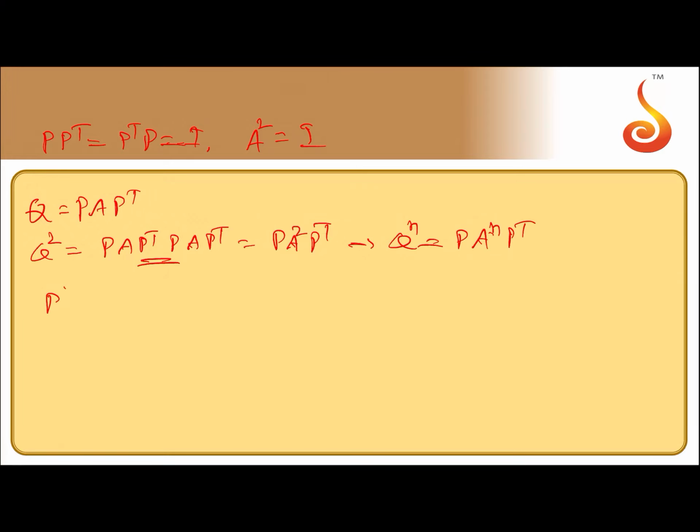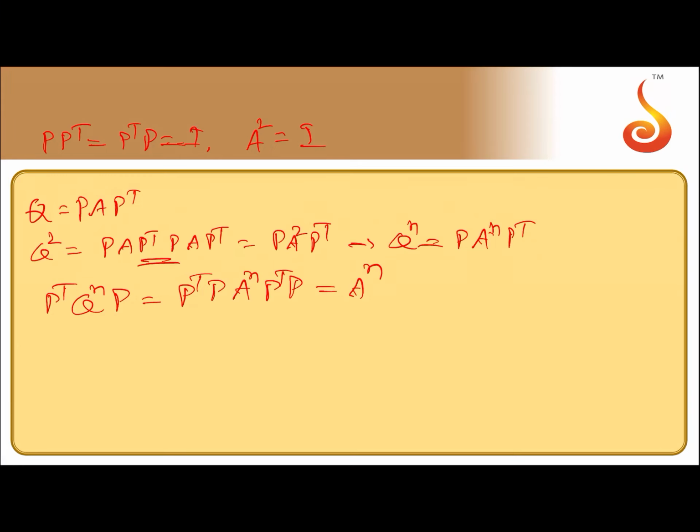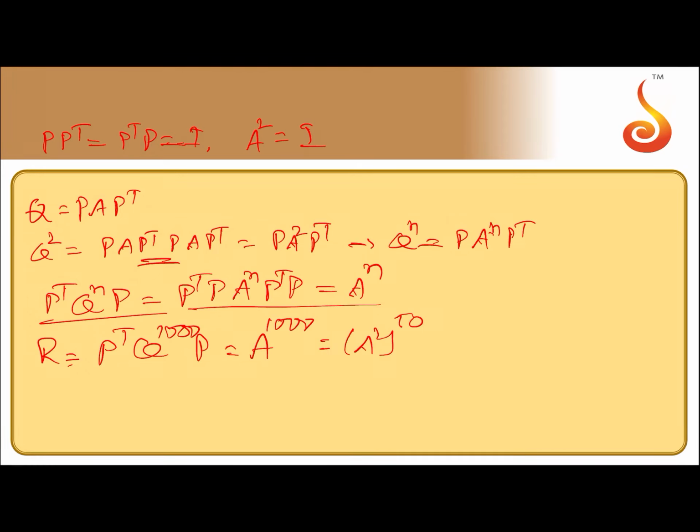And if I consider P transpose into Q power n into P, you will be getting P transpose P, A power n, P transpose P. That is equal to A power n. And therefore, now R is equal to P transpose Q power 1000 multiplied by P. That is nothing but A to the power of 1000, which is equal to A square to the power of 500. But A square is a unit matrix, and a unit matrix to the power of any number is nothing but the unit matrix. Therefore, R is a unit matrix. The inverse of R, the inverse of the unit matrix, is nothing but the unit matrix. So the answer for this one is a unit matrix.